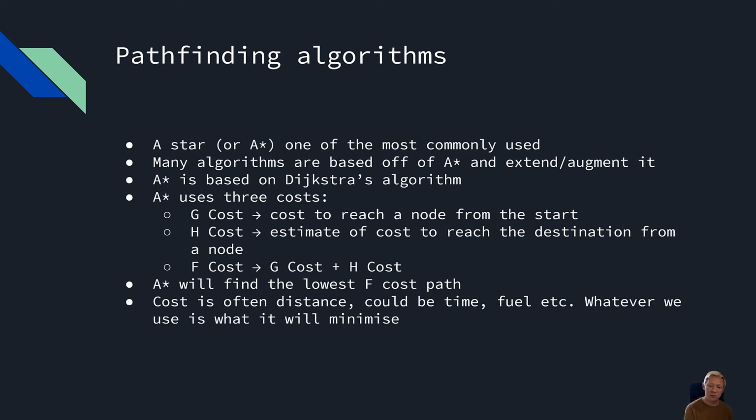We could be using time, we could be using fuel, anything really we want there. And whatever we pick is what the A-star will minimize. If we want our AIs to always take the shortest path, we use distance. If we want them to always find the fastest path, we could use time. We could be switching that as we're actually running.